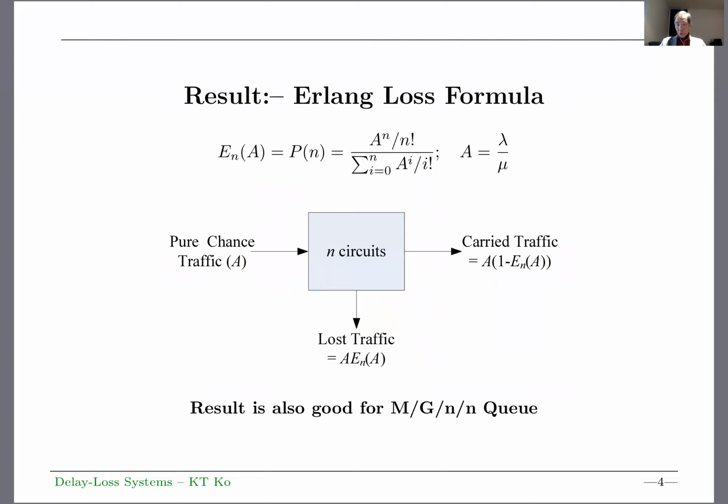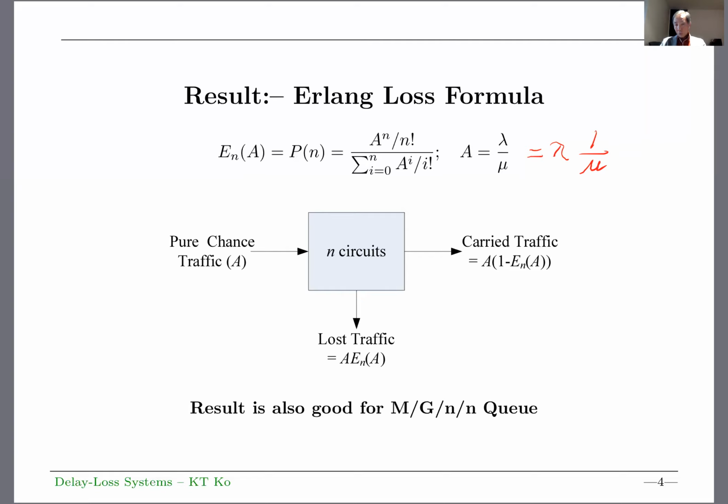The result is quite simple, and it is called the Erlang loss formula. This one has E_N(A), okay? N is the number of servers. A is the number of arrivals per unit of service time. So lambda is the arrival rate. 1 over mu is the average service time. Therefore, mu is the average service rate. Okay, so that means A is a traffic intensity, the number of arrivals per average service time.